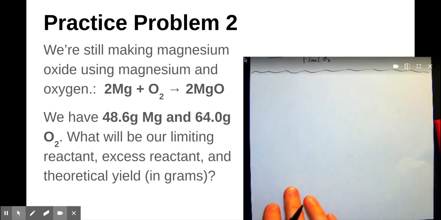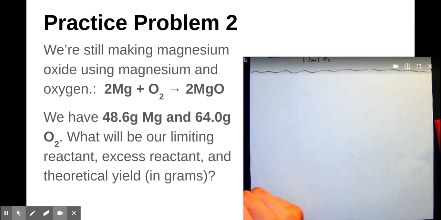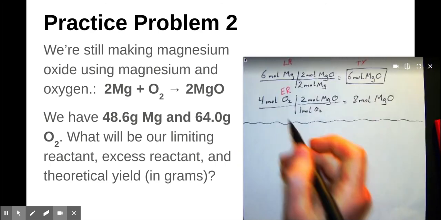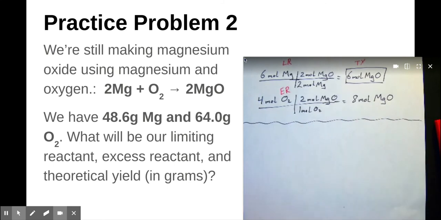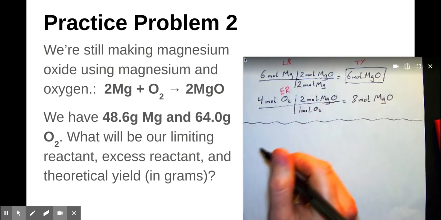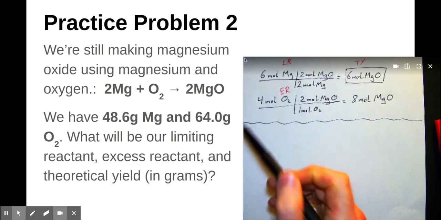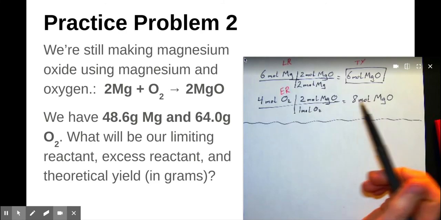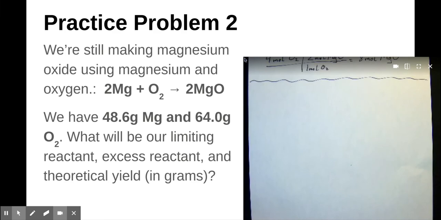Now this is a little bit tricky, folks. I'm just going to warn you in advance. We're going to set it up the same way, but it's not going to be a simple one-step calculation this time because we don't have mole values. We want to figure this out using gram values. And in fact, we're being asked to calculate the theoretical yield in grams, not in moles. So this is actually going to be quite a bit more complicated than what we did before.